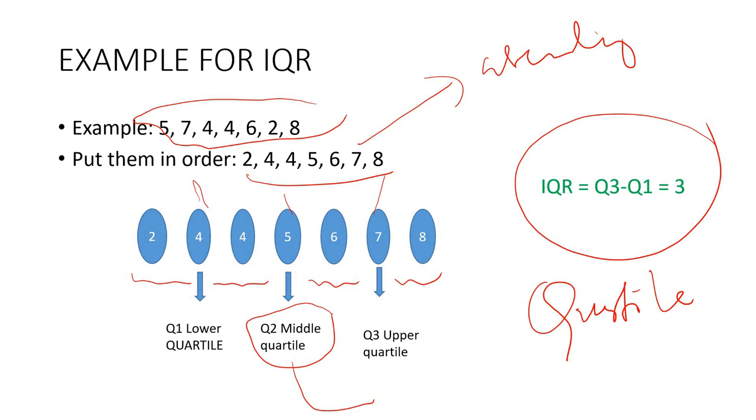After splitting the data into 4 groups by using the cut points, you will calculate IQR by using the formula Q3 minus Q1. Here IQR is equal to 3 because Q3 is 7 and Q1 is 4. 7 minus 4 is equal to 3. This is the concept of IQR.